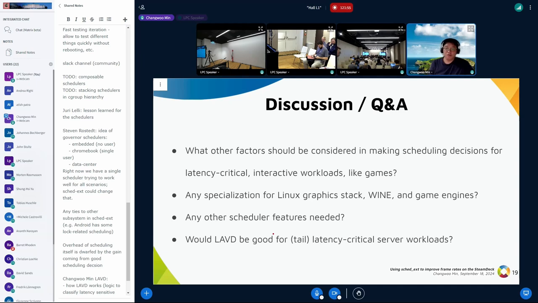And another one is that, so far, even though AVD is motivated by the game workload, there is not too much specialization for the Linux graphics stack, Wine, Windows emulation layer, and the game engine. So we might need more specialization to achieve better performance and lower latency. And we found that the autopilot and core compaction are pretty useful features for gamers and laptop users. And what other scheduler features are needed? So that's something that I'd like to discuss.